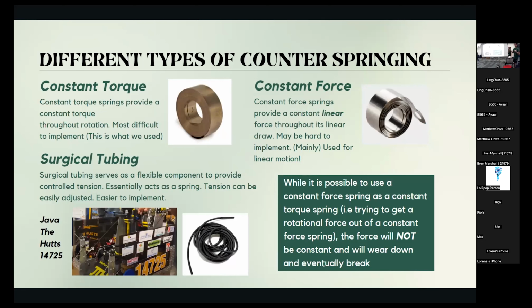You can also use a constant force spring, which provides a force throughout its entire extension. These are used more if you want to counterspring an arm that moves linearly, say up and down. Another way is with surgical tubing. Depending on how you implement it, it should be easier, and you can just adjust as you need. Java the Hutts did it, and they did it really well.